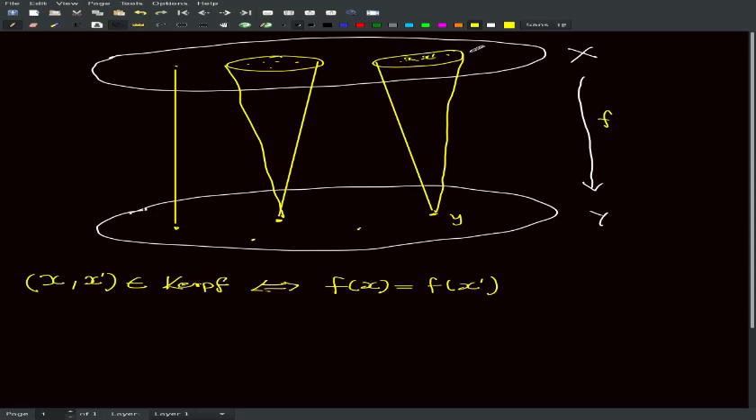So you see, every function actually gives you this partition, and that is the kernel pair relation. Okay? So, is this intuitive picture helpful now? Yeah? Okay.